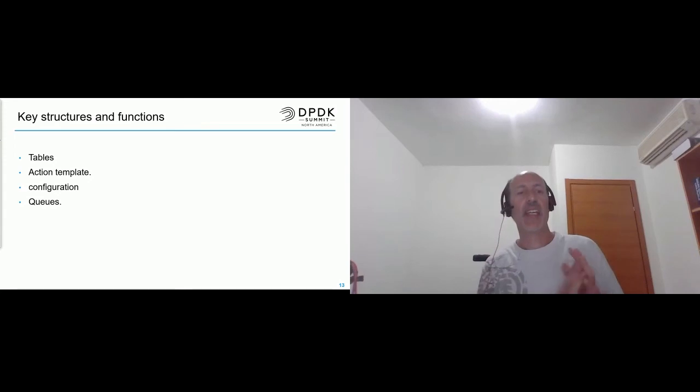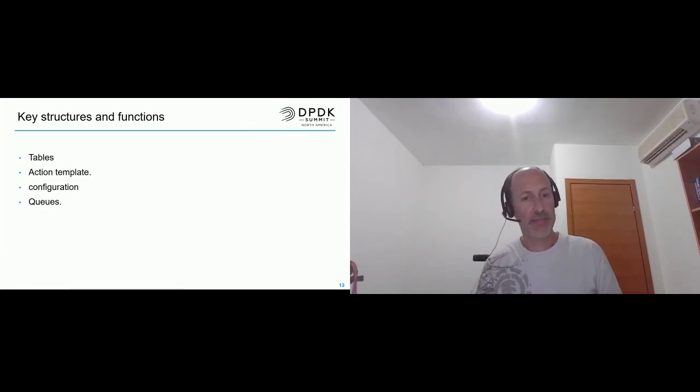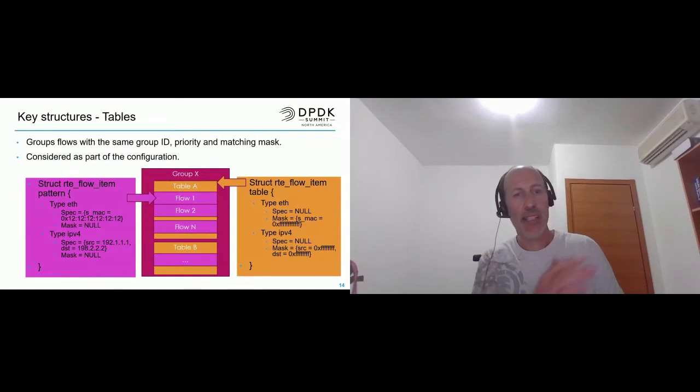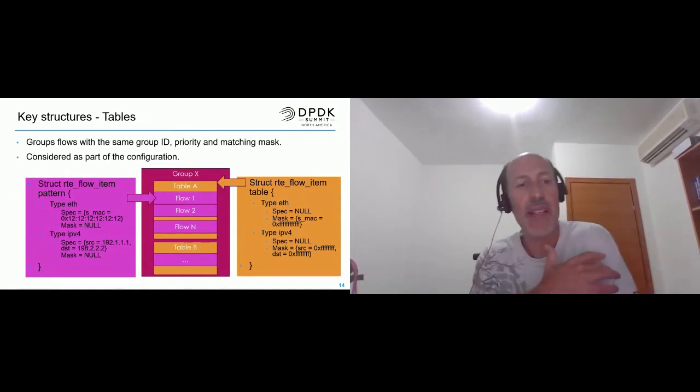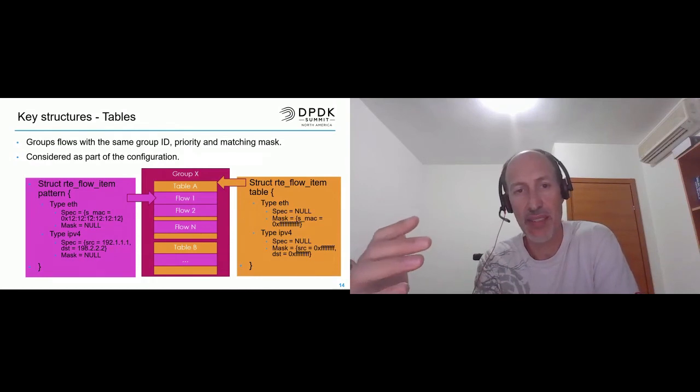So continuing on, we have the key structures and functions. Basically, we are introducing a few of them. I'll talk about only a few: table, actions, configuration and queues. Tables. Basically, a table is something that groups flows with the same group ID, with the same priority, and with the same matching mask.